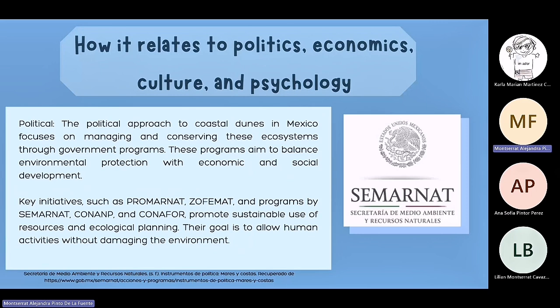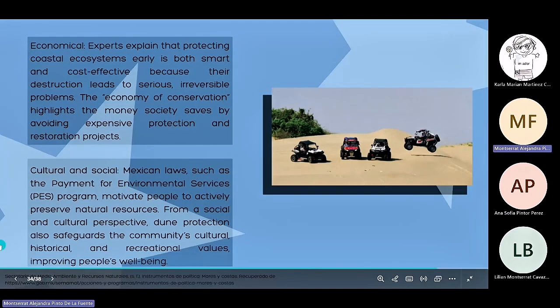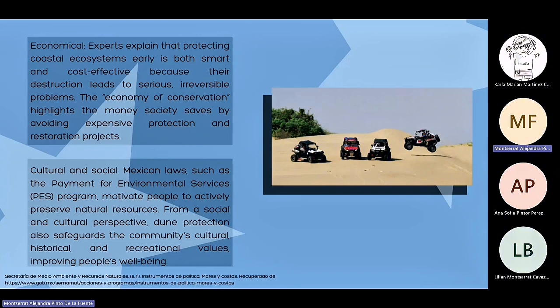But we have positive actions or activities that help the ecosystem. For example, in politics, we have the focus on managing and conserving these ecosystems through government programs, and some like the Semarnat, the CONANP, CONAFOR, Promarnat, and SOFEMAT. In an economic way, the experts explain that protecting coastal ecosystems early is both smart and cost-effective because the destruction leads to serious problems, and the economy of conservation has like the money society saves by avoiding expensive protection and restoration projects.